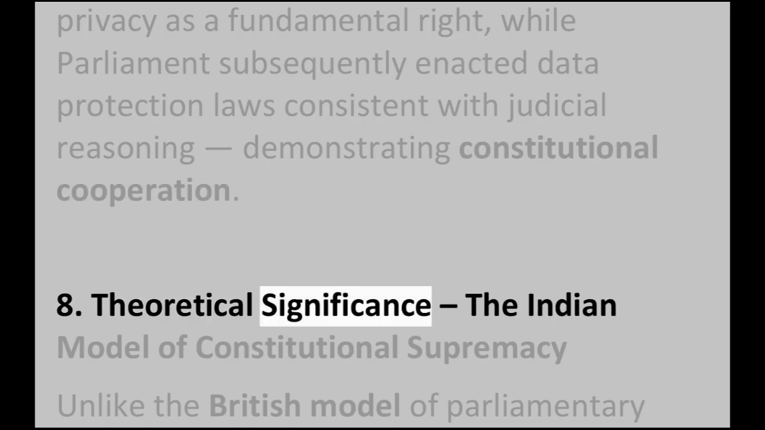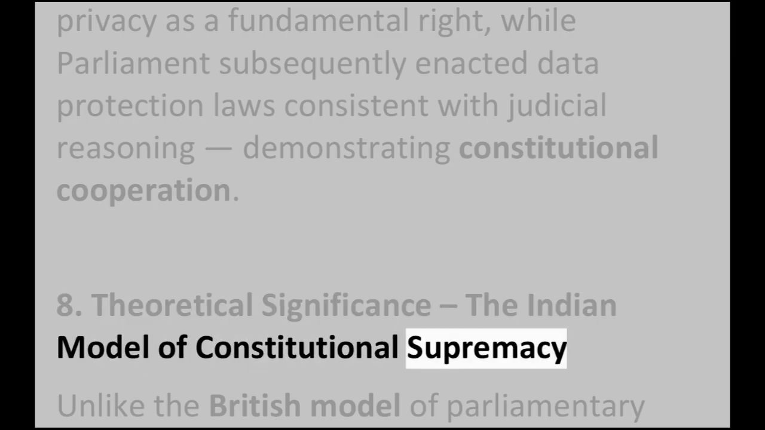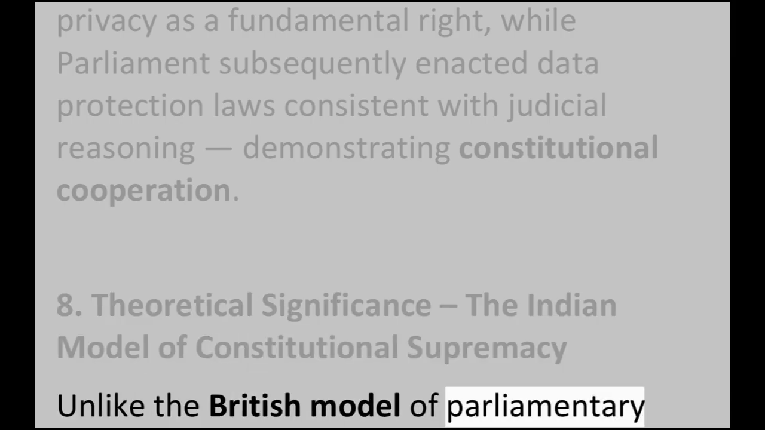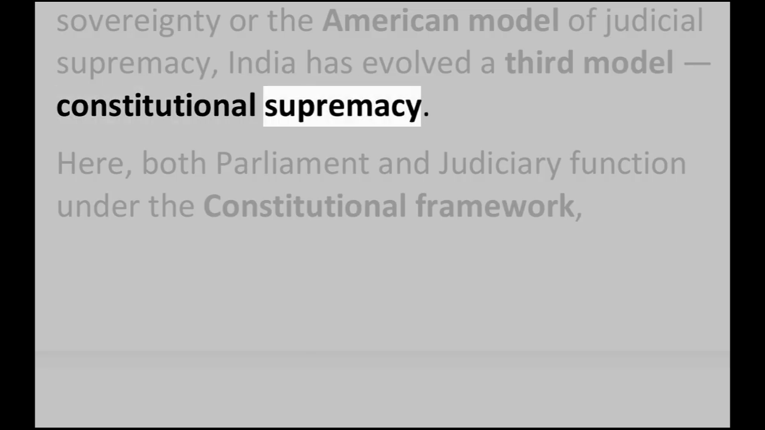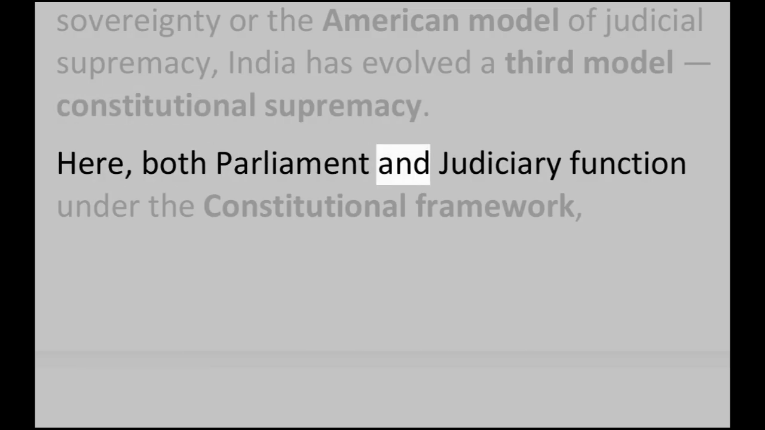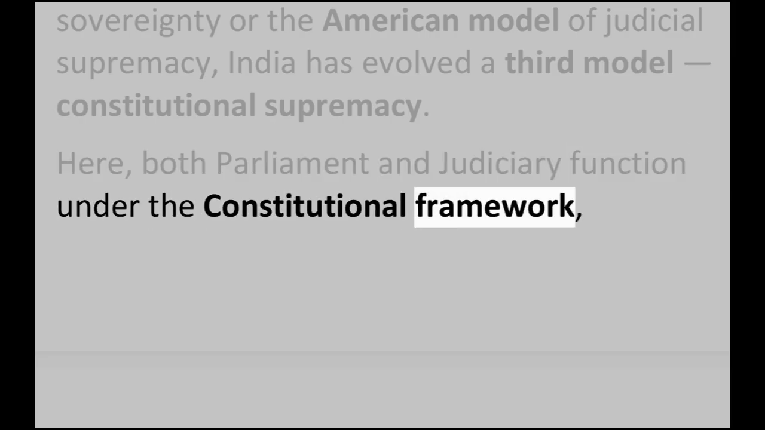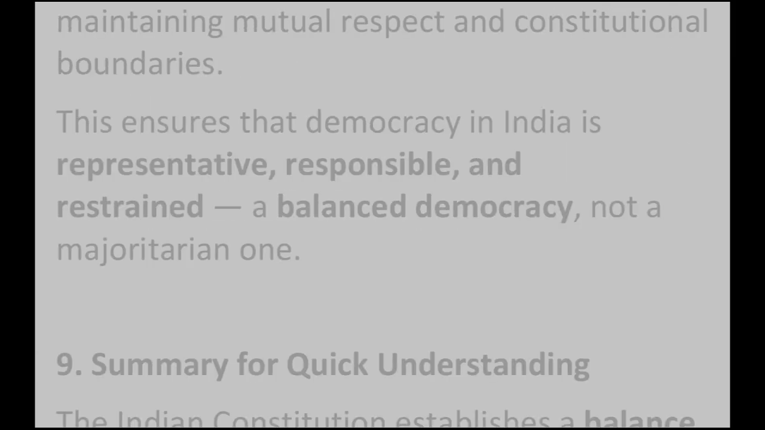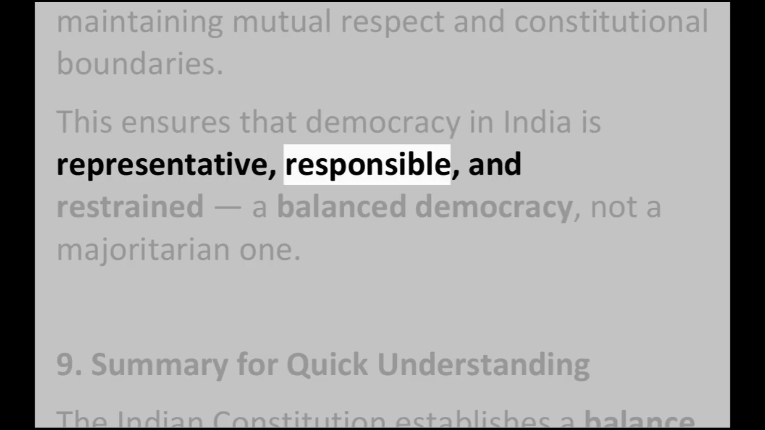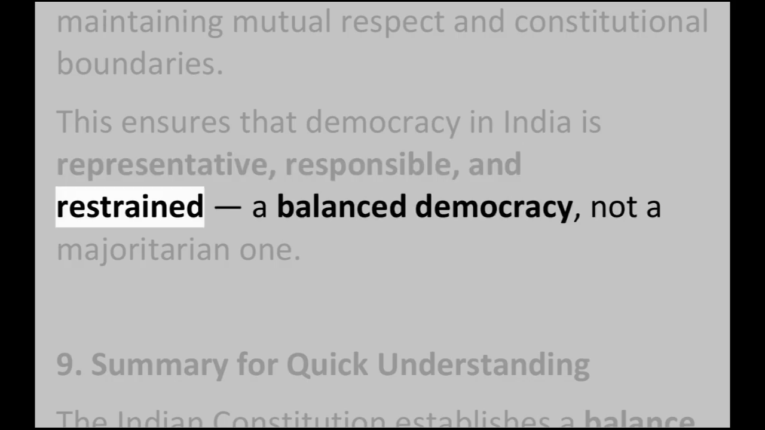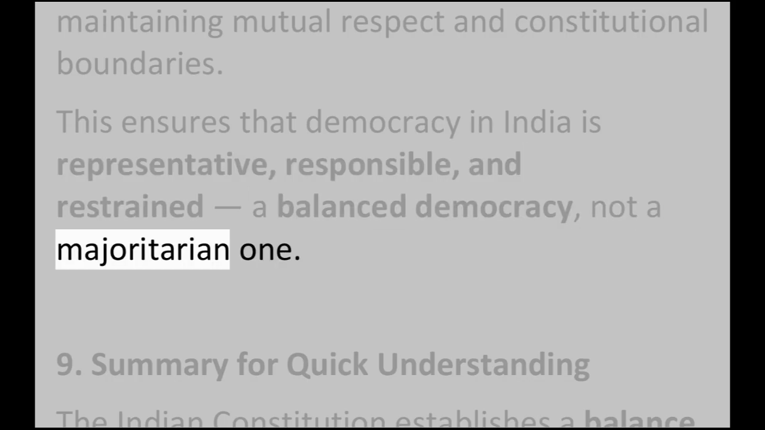8. Theoretical significance. The Indian model of constitutional supremacy, unlike the British model of parliamentary sovereignty or the American model of judicial supremacy, India has evolved a third model, constitutional supremacy. Here, both Parliament and judiciary function under the constitutional framework, maintaining mutual respect and constitutional boundaries. This ensures that democracy in India is representative, responsible, and restrained, a balanced democracy, not a majoritarian one.